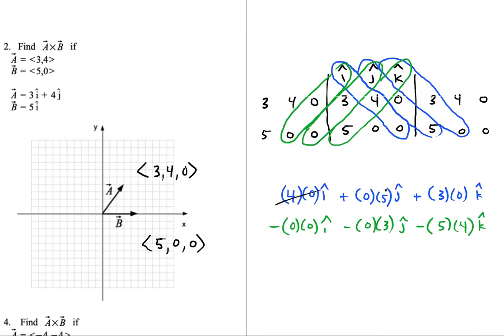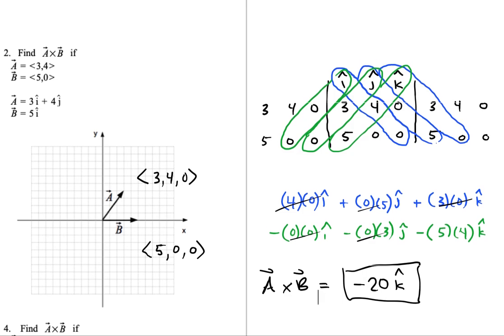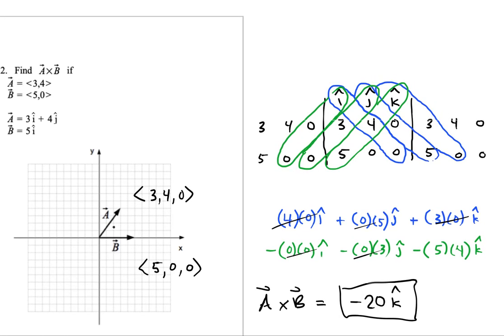Alright, so this is just 0, 0, 0, 0, 0. Okay, negative 20 k hat. And that's the answer to the cross product A cross B. And you can check the direction just using your pointer finger and middle finger. You'll see that the direction's correct. Your thumb would point into the page if you did that.